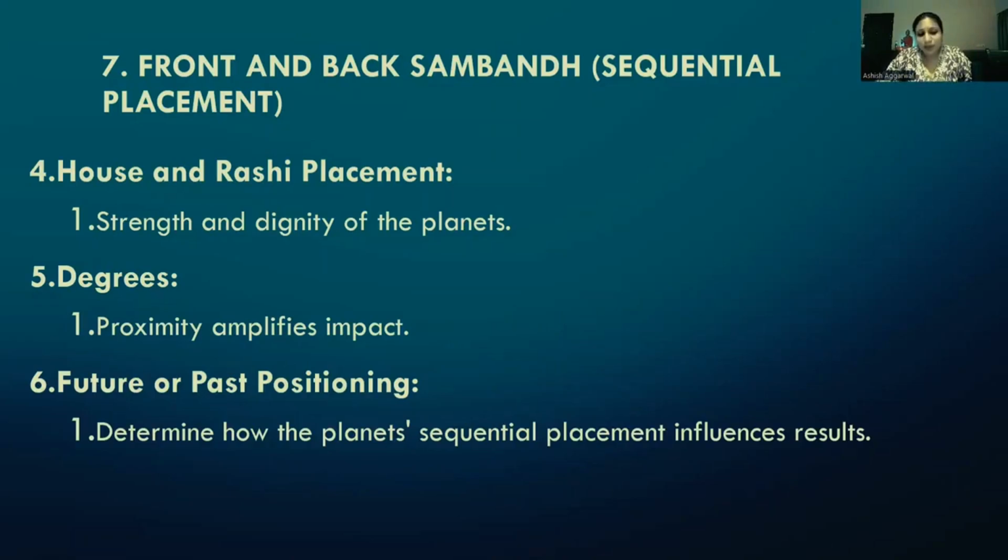Then there's the future and past positioning. The past passes by. Instead of focusing too much on that, we should pay more attention to the planets coming in the future.